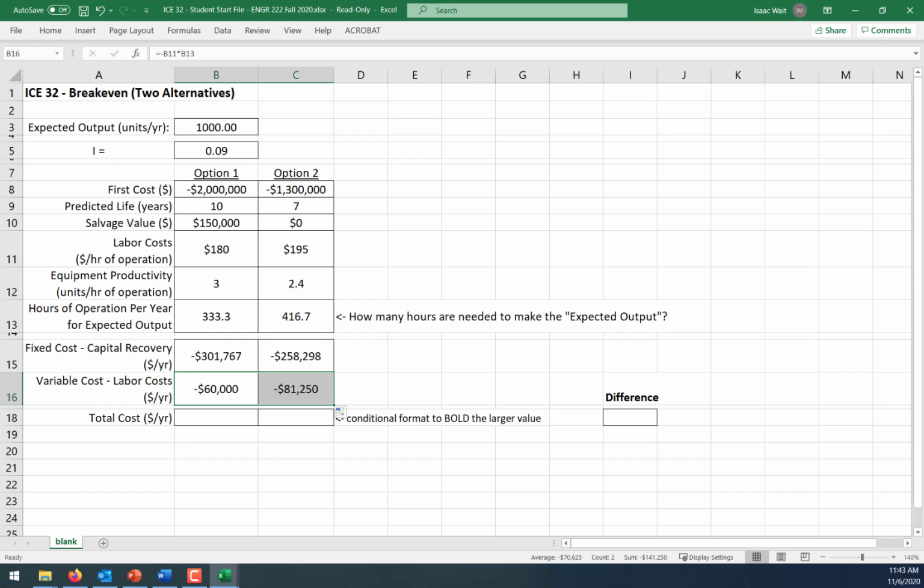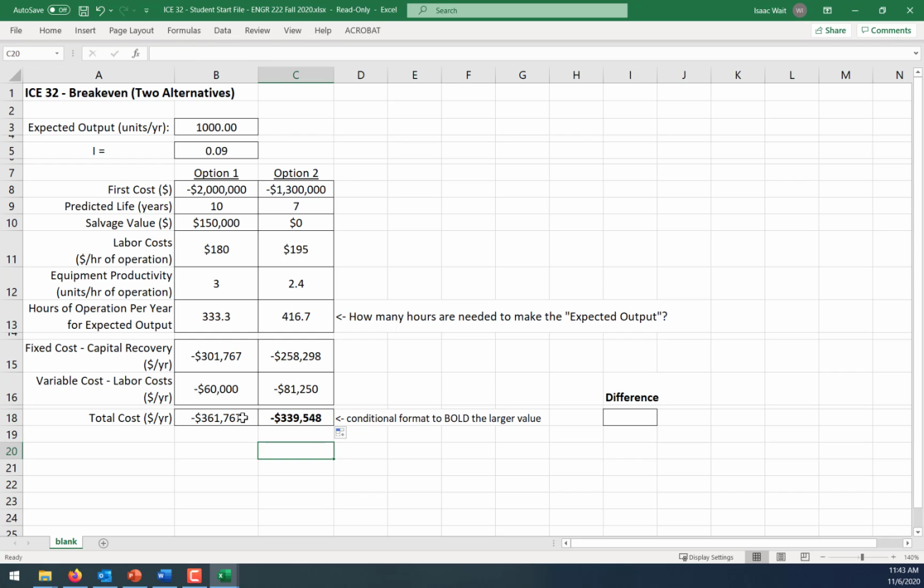Our labor costs are higher if we have the manual control. Okay, so then the total cost will be the combination of variable and fixed. So it's this plus that, which means if we're making 1,000 items per year, then the cheaper is option 2.